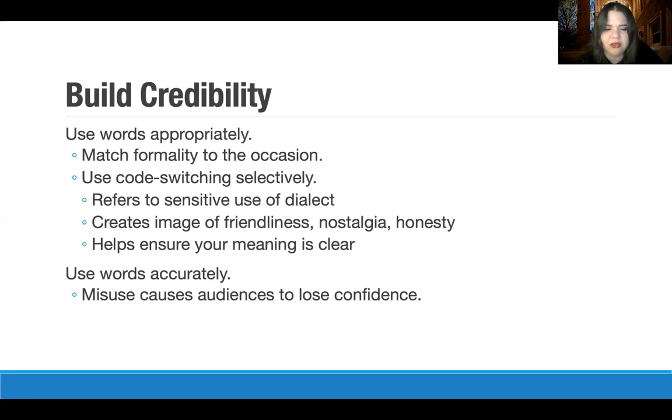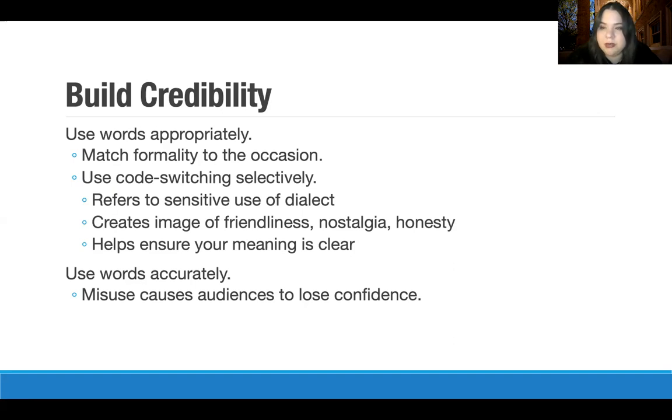Use your words accurately. Misuse causes audiences to lose confidence. This hopefully won't be a super big problem in this course because you have quite a bit of flexibility about what topics you choose to cover. At no point do I say, okay, I want you to give me a speech about the phases of the moon. That's not relevant to all of you, and it's not something that will typically happen in your career.